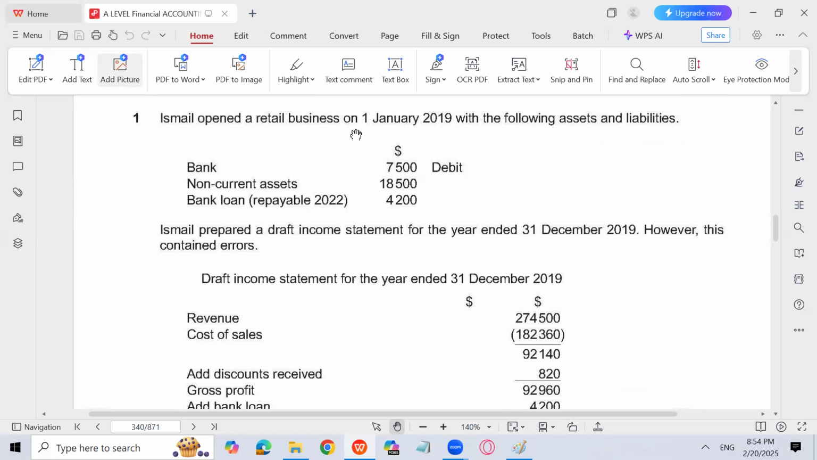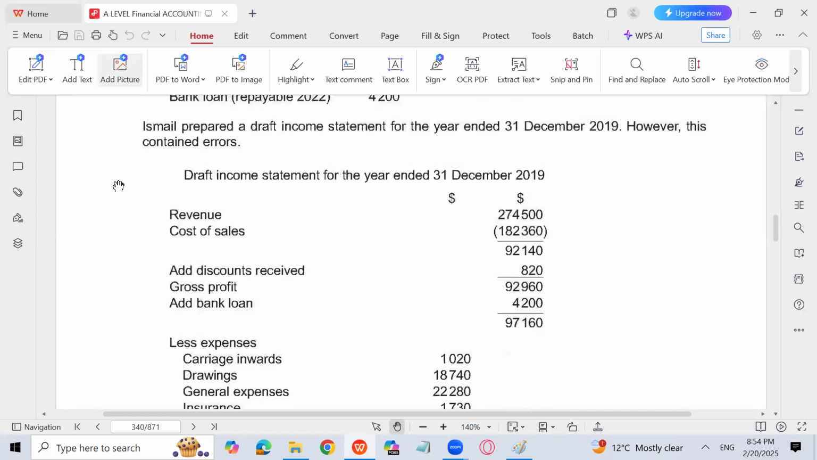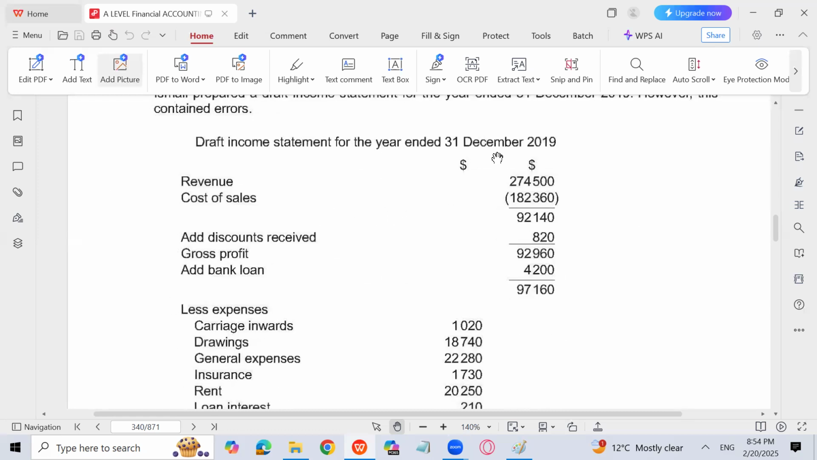Ismail opened a retail business on 1st January with the following assets and liabilities. Bank is given 7,500 debit, non-current assets 18,500. Bank loan, which is a non-current liability, is 4,200. Ismail prepared a draft income statement for the year ended 31st December. However, this contained errors. The draft income statement has certain errors in it. Revenue is given 274,500. Cost of sales, add discount received. This is wrong because discount received comes after gross profit, not before gross profit.